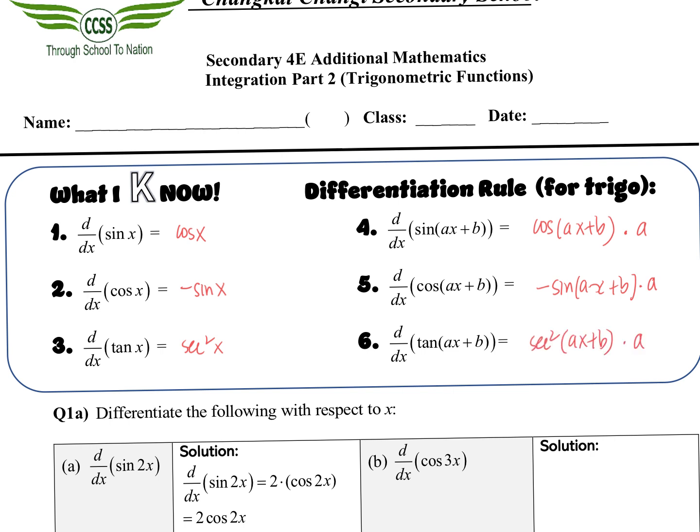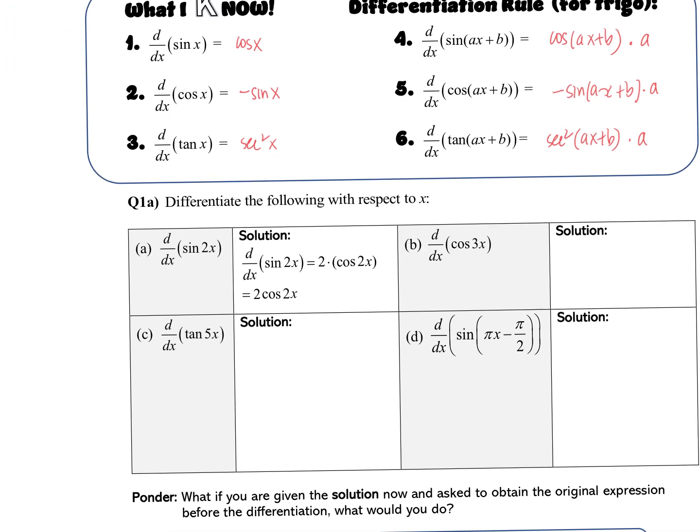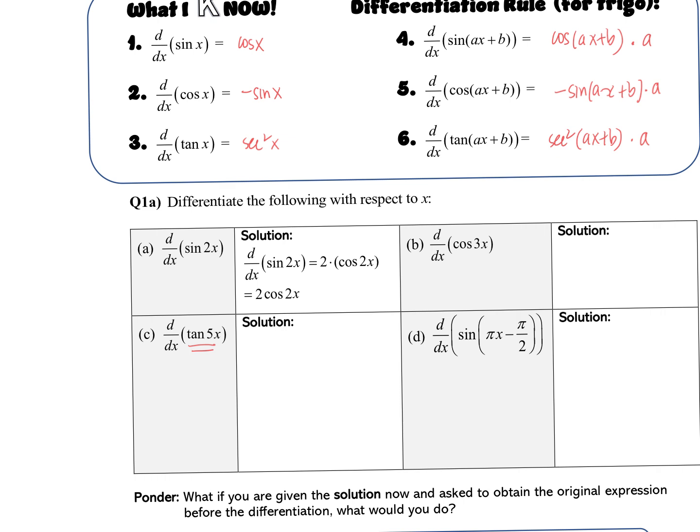Okay, so let's say we do this. What is the differentiation of tangent 5x? Secant square, times 5.